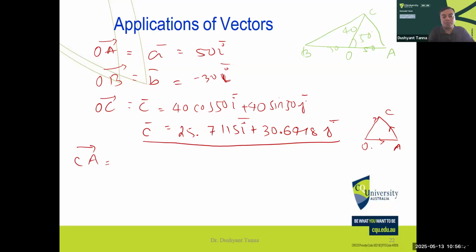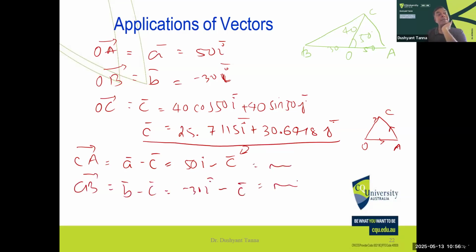Simply final minus initial. So final is A, initial is C. So that will give you 50i minus the whole C, whatever that C is. Similarly, CB is B minus C. So 30i minus C, whatever that simplifies to. What I'm interested in is the length, because that's what we want. We want the length CA and CB, right?